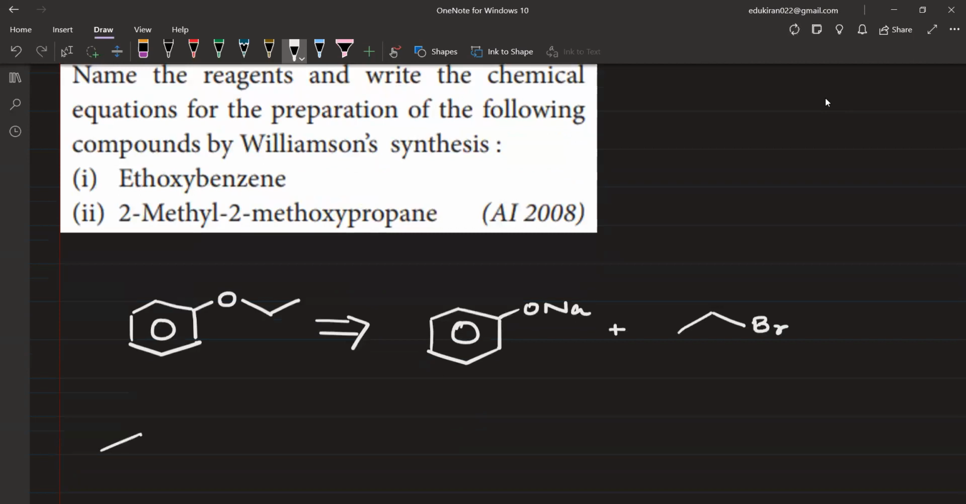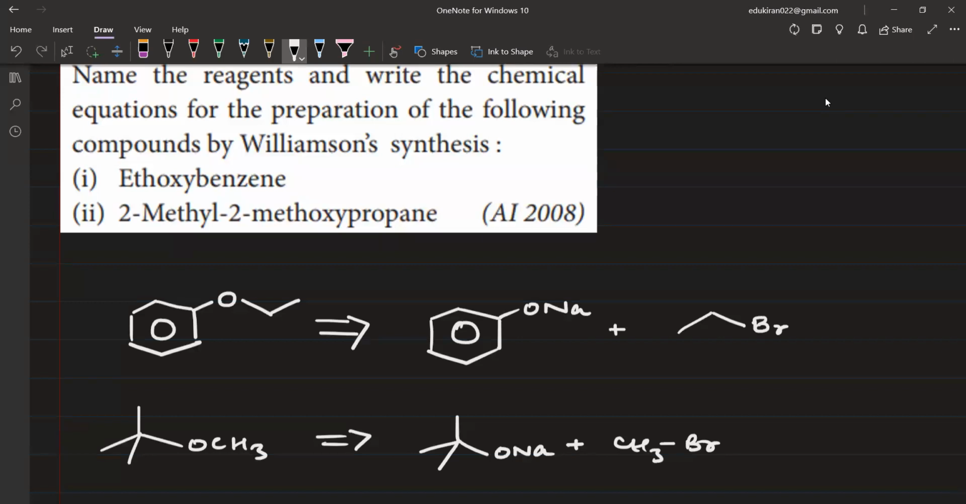2-methyl 2-methoxypropane. So this is 1, 2, and 3 carbon atoms. So prop, and then we have a methyl group here. We have a methoxy group here. So ONa plus CH3Br. And it cannot be the other way around. We cannot have ONa here and Br there. I hope you guys remember it from the last class. So these are the products. Okay, so these are the only two methods of preparation.